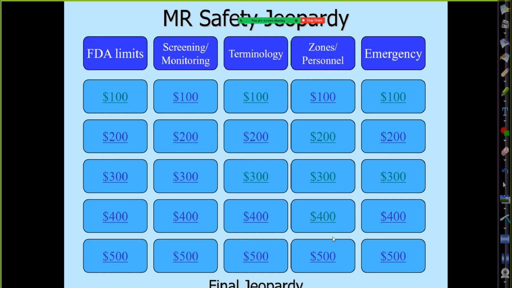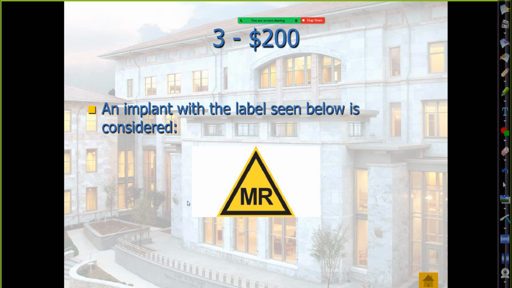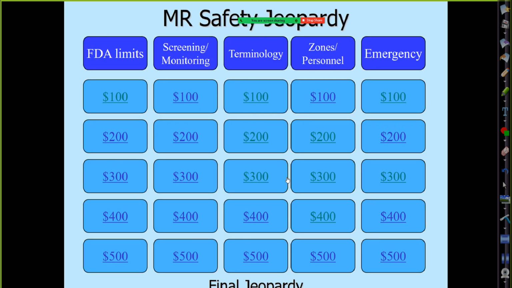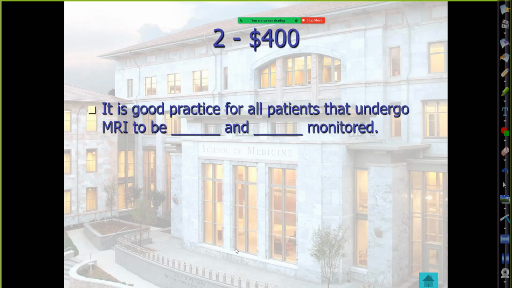Savannah, why don't you pick a category? Terminology for 200. All right, what's this one? MR conditional. Nice. It's no longer MR compatible. Just remember that. They sometimes loop that back in. Staying on you. What do you got? Terminology for 400. Good practice: all patients going into the MRI should be given a squeeze ball. Visually. Good job.